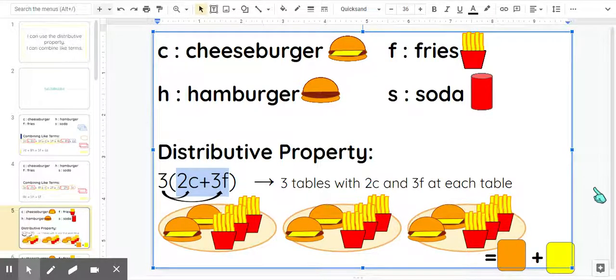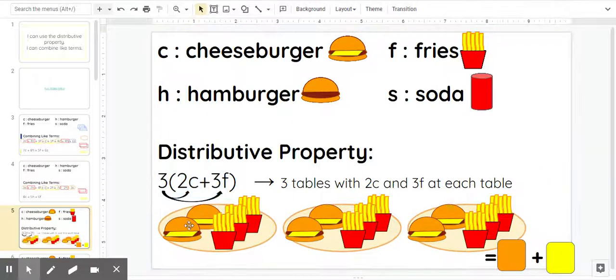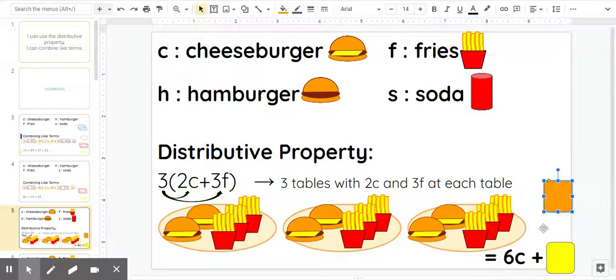Then I just count up how much I have altogether. So according to the picture, I have, for the cheeseburgers, 2, 4, 6. And for the french fries, I have 3, 6, 9. So this is my final answer.